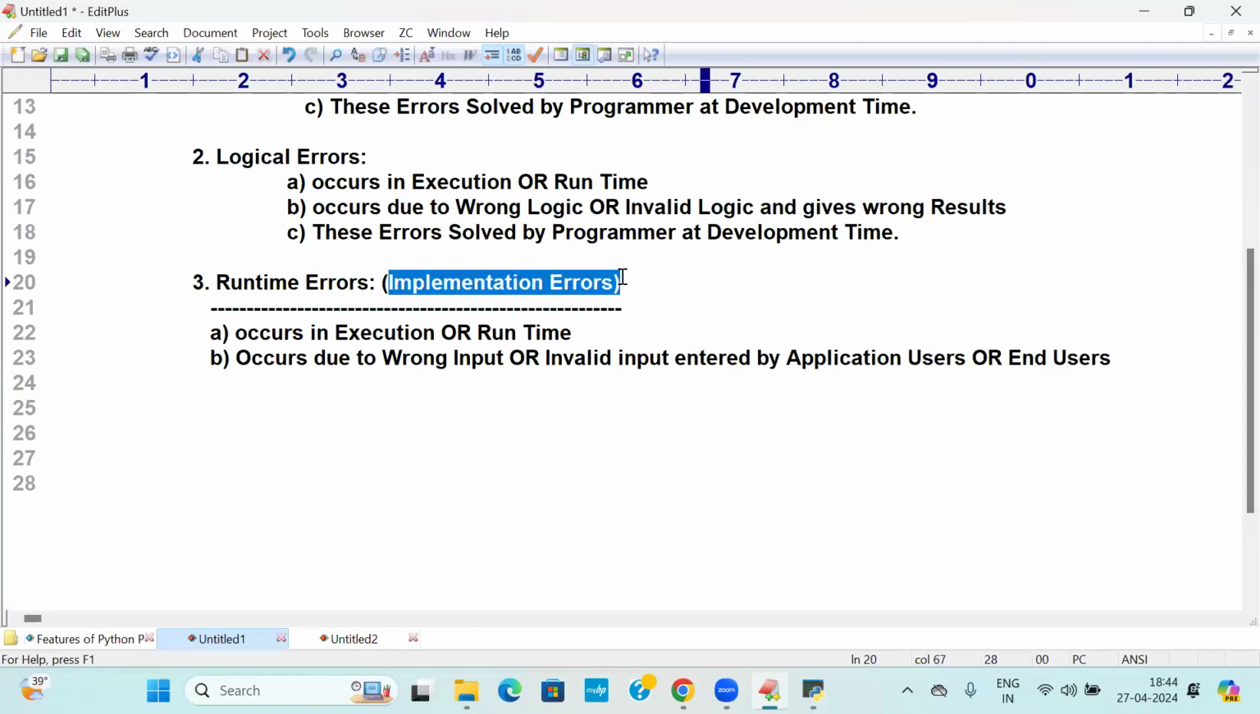So what does my project have to do? It has to give a message to whom? The end user. What type of message does it have to give? An understandable message or a technical message? Good. If we give an understandable message, the end user will understand what his mistake is.